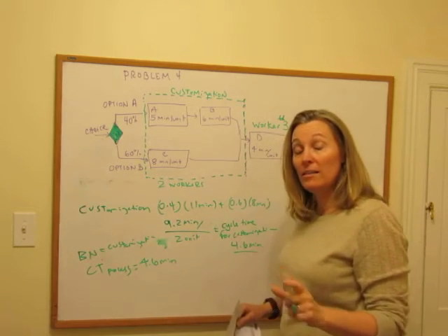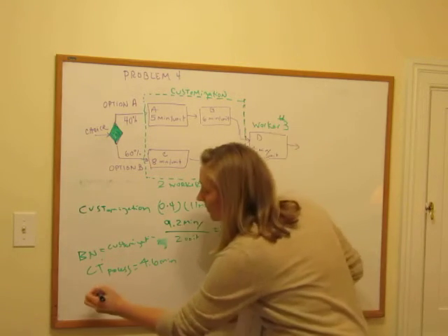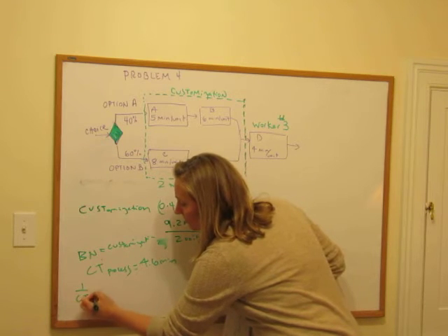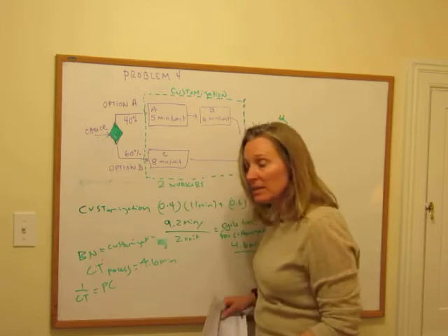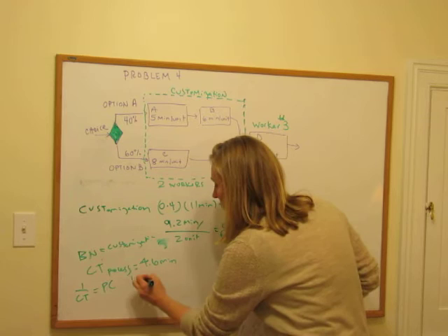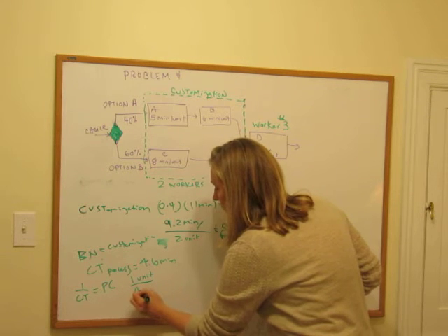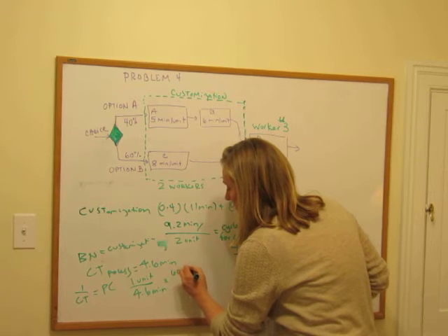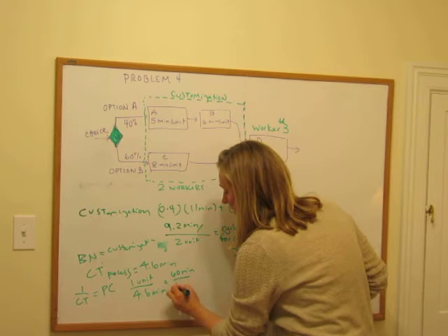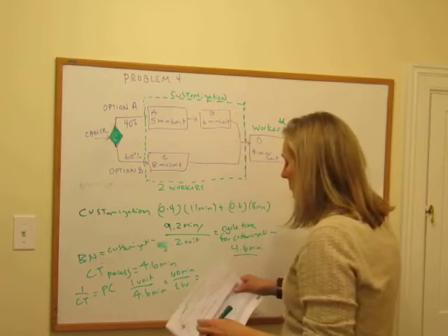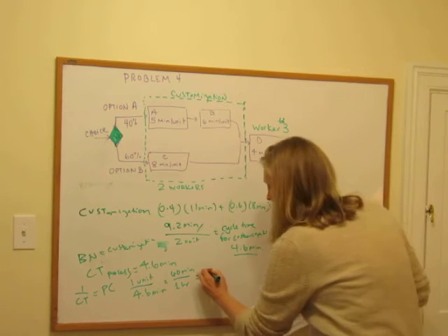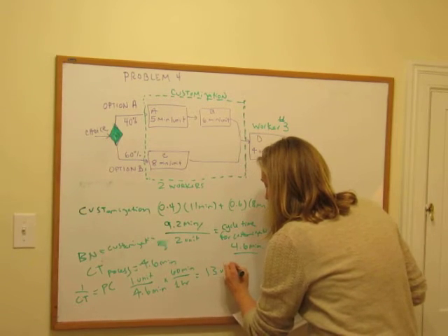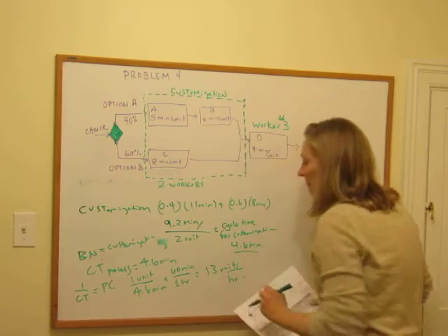Taking the inverse of the cycle time, 1 over the cycle time, gives us the process capacity. So we can make 1 unit every 4.6 minutes. We convert this to hours by multiplying by 60, and this gives us a process capacity of 13 units per hour.